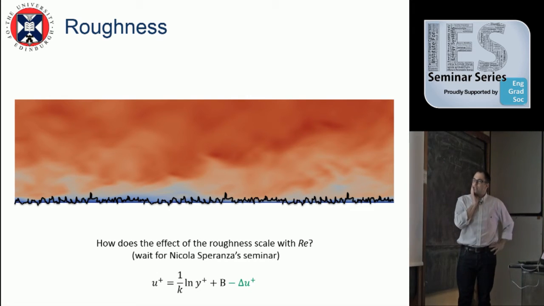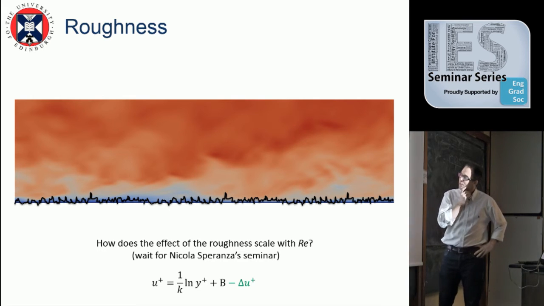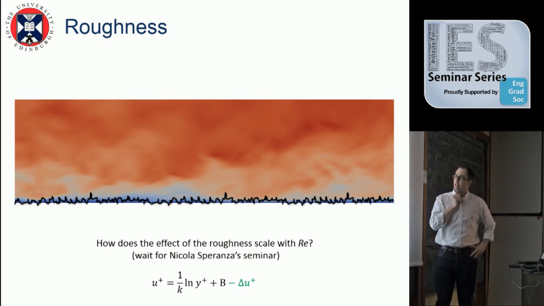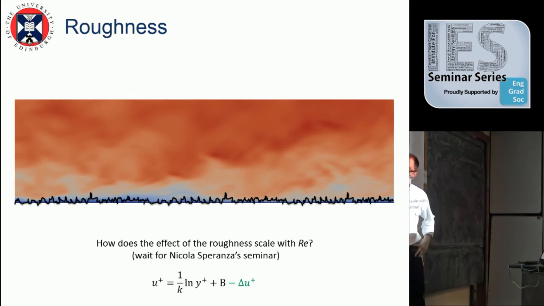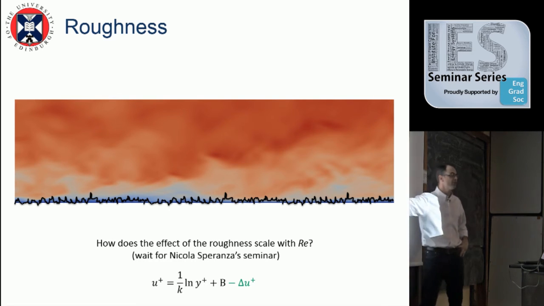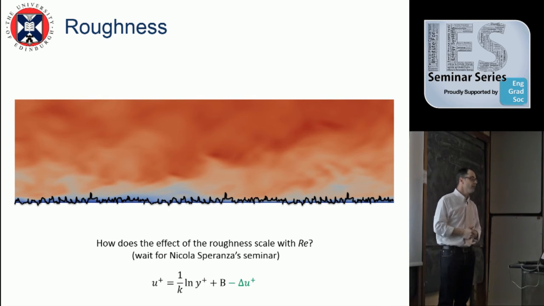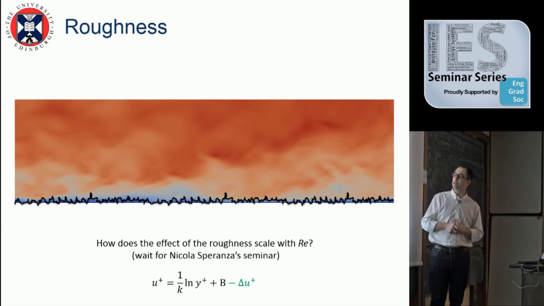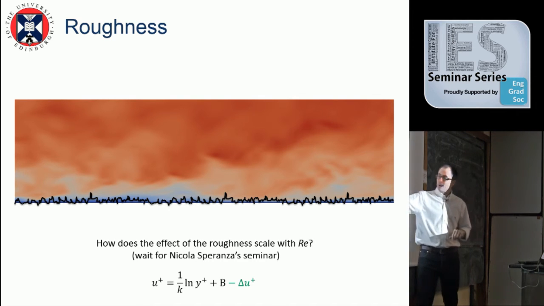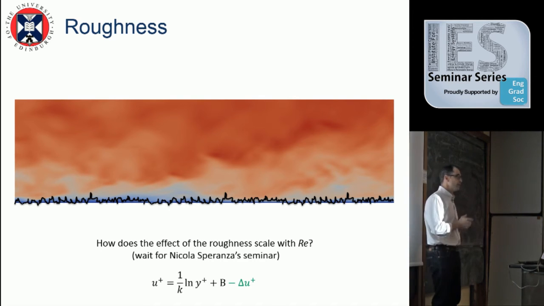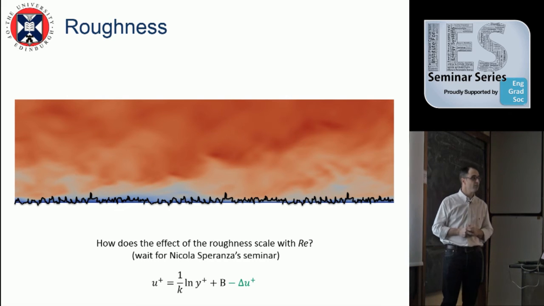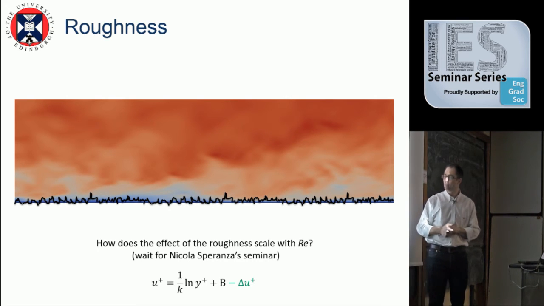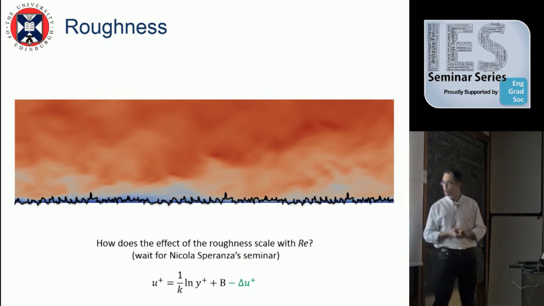So what is our research? One of the aspects that we are interested in is what happens if we now have roughness here. This is interesting, for instance, if you look at the seabed and you want to know how the boundary layer will look in a tidal current in the sea based on the roughness that you have. Then you need to find a way to model the effect of the roughness on the flow. And this is what Nicola Speranza is doing.